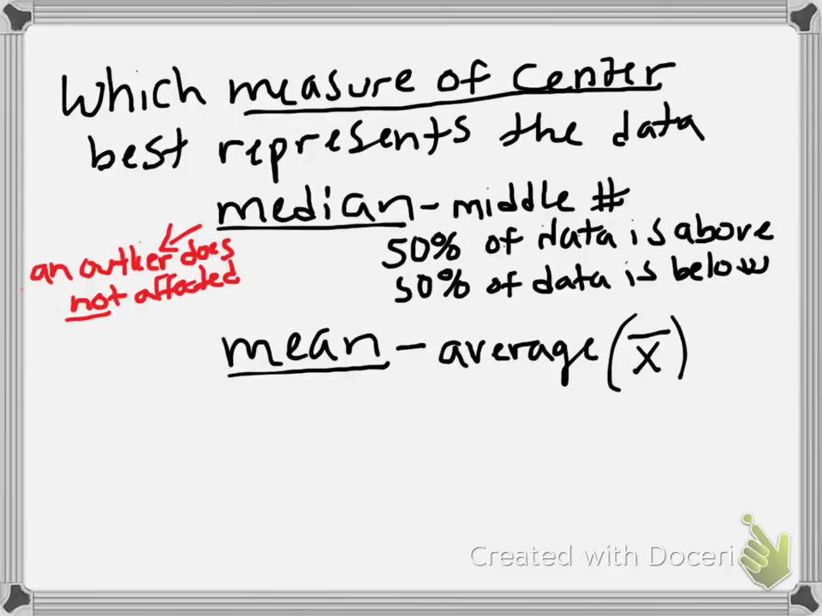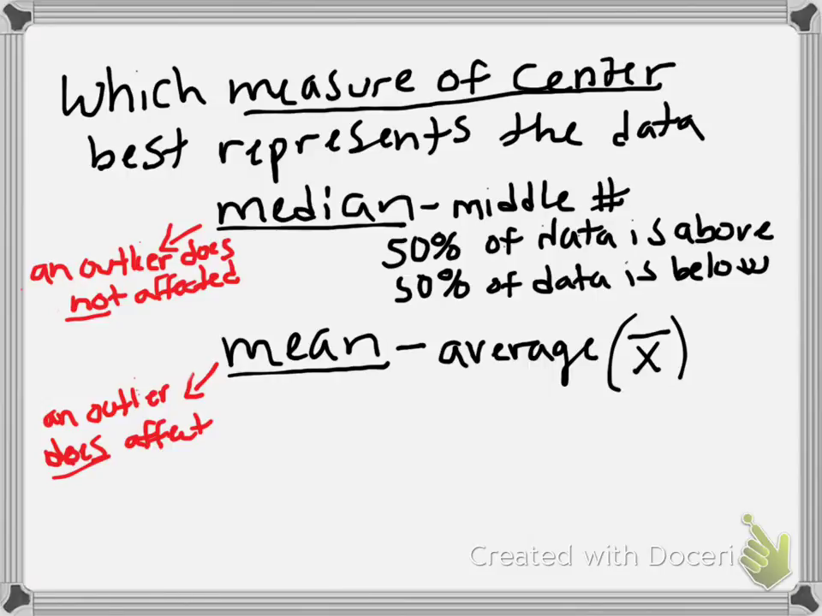But when you're talking about measures of center, your mean is affected. An outlier does affect. I'm sorry, I'm trying to write small and it's just not working. An outlier does affect your mean, or this measure of center.